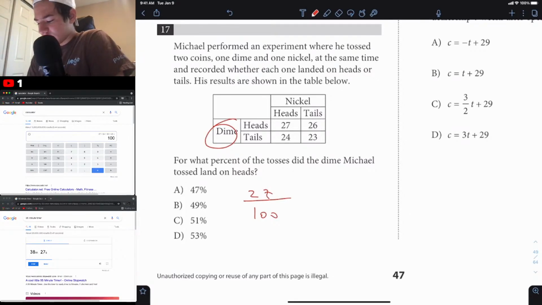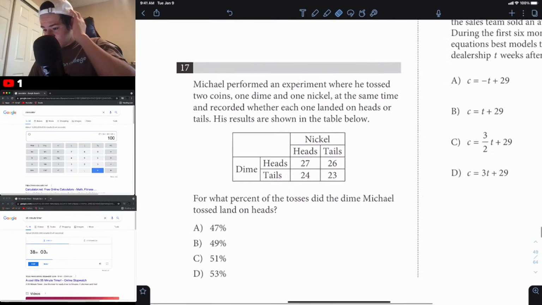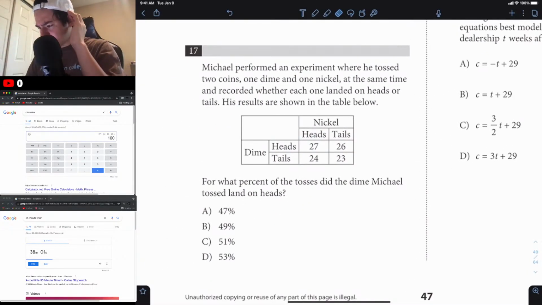That's not good. For what percent of the tosses did the dime Michael tossed land on heads? 27, 24, 26, and 23. Each one, his results. Wow. That's really weird. Maybe I'm not seeing something.